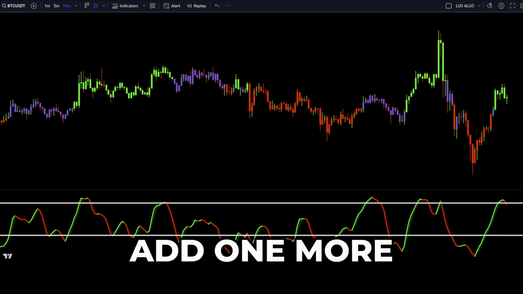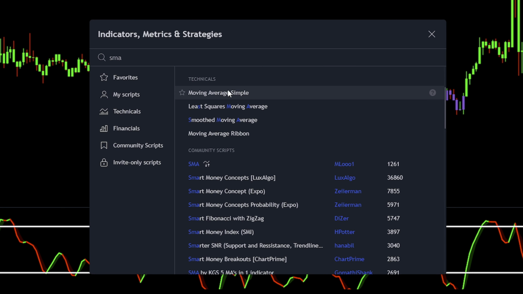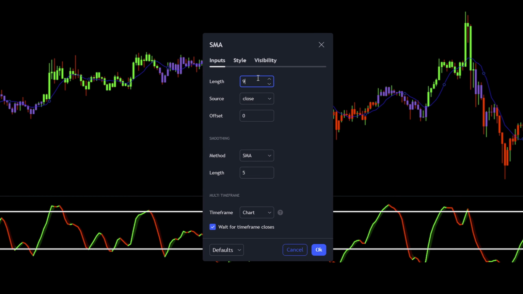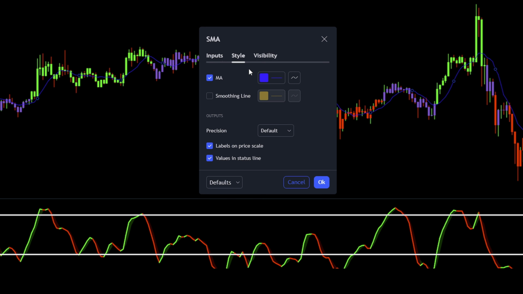Finally, we want to add one more indicator, so let's click the Indicators tab once again and search for SMA, and add the Simple Moving Average to our chart, which is located under the Technicals section. We want to open the settings, and for our length, we want to use 40. Under the Style section, we want to change the color to white, and we want to make the line thicker to increase its visibility.